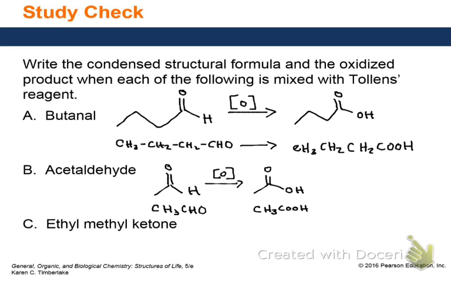I think it's easier to learn these things as bond line, and it's totally acceptable as an answer. And then once you do the bond line, you can translate that back into a condensed structure. But to see what happens, bond line is the easiest way.